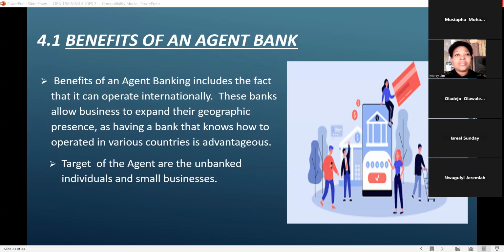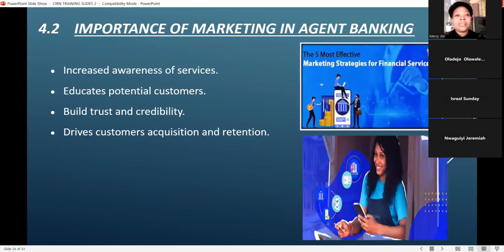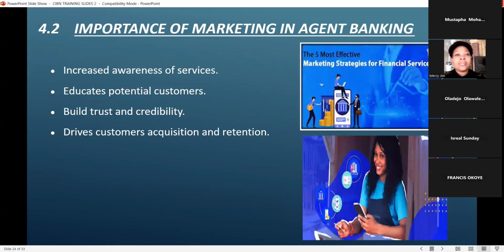What's the importance of marketing in agency banking? It increases awareness of the services. If a bank or a fintech company has one or two or three services, as an agent, you are marketing them. Because somebody comes to withdraw, and you're also telling the person that you can also come here to pay your electricity bill. The person will say, oh, you mean I can come and pay my disco bill? Yes. In a way, you're marketing their product for them free. Also, you are educating potential customers.